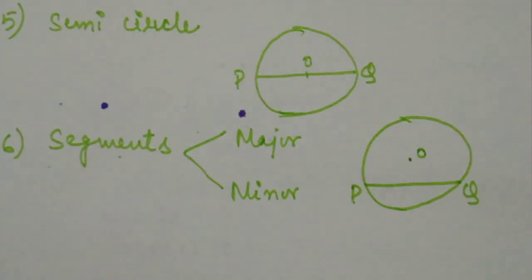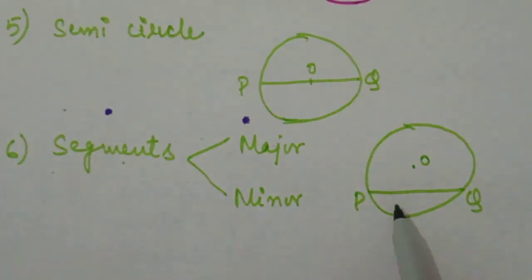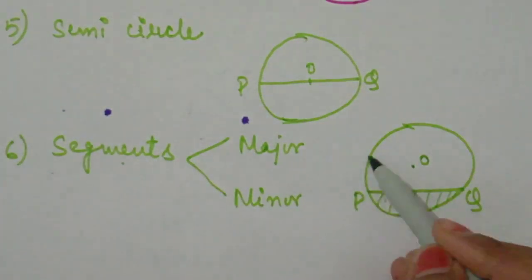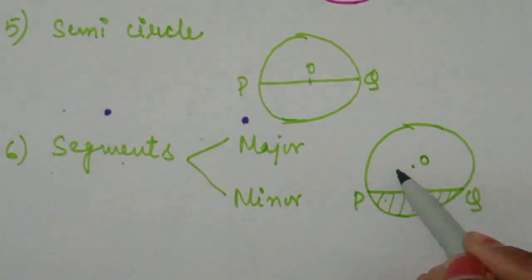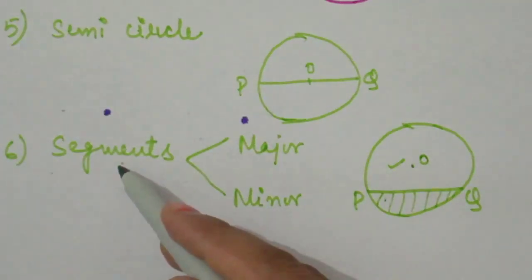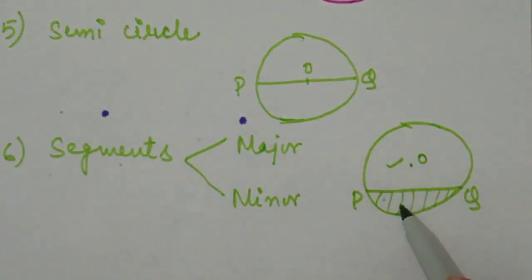Now the question is, what is a major segment and what is a minor segment? The segment which contains the minor arc is called the minor segment. This is our minor segment. The segment which contains the major arc, we call it the major segment. So when a chord PQ divides the circular region into two parts, we call both parts segments. With the smaller arc it is the minor segment, with the major arc it is the major segment.